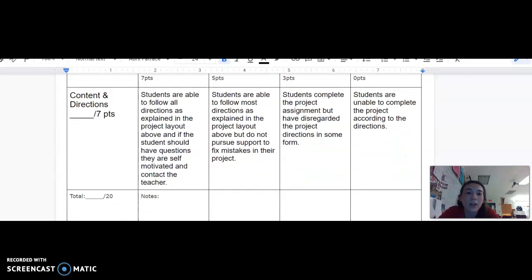We then have content and directions. So this is a 7-point category. Students are able to follow all directions as explained in the project layout above, and if the student should have questions, they are self-motivated and contact the teacher.